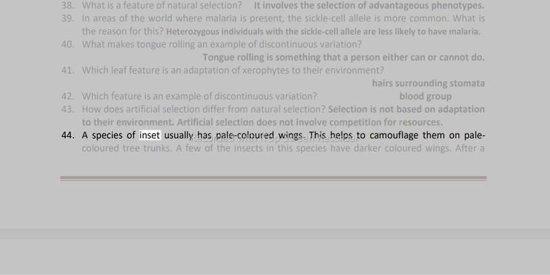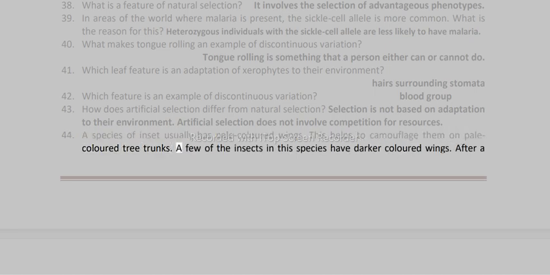Question 44. A species of insect usually has pale-colored wings. This helps to camouflage them on pale-colored tree trunks. A few of the insects in this species have darker-colored wings.